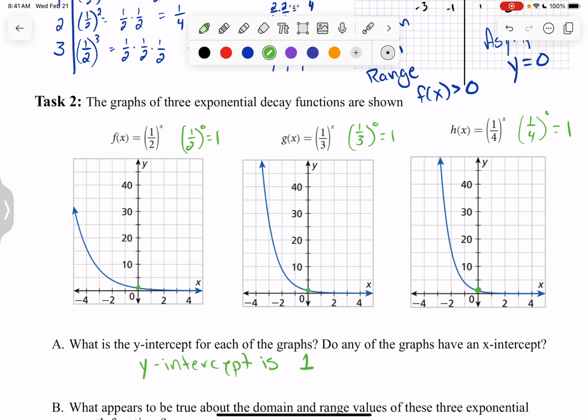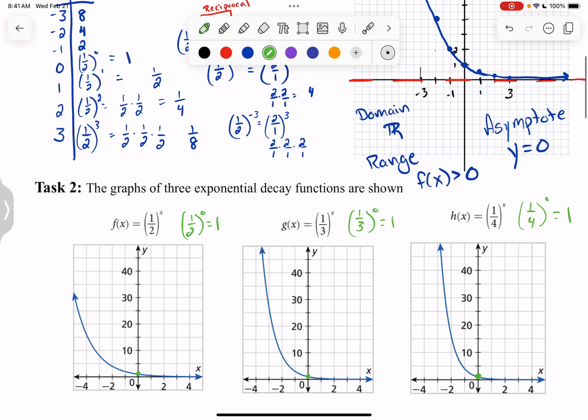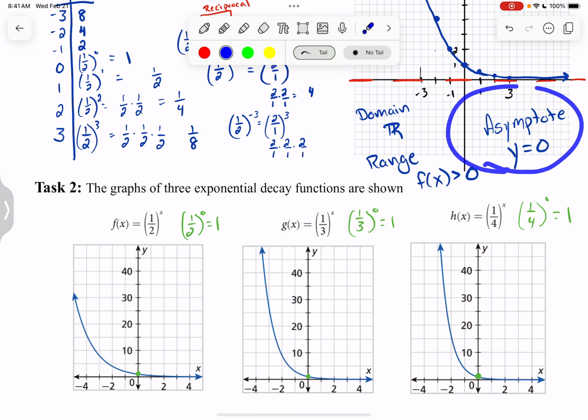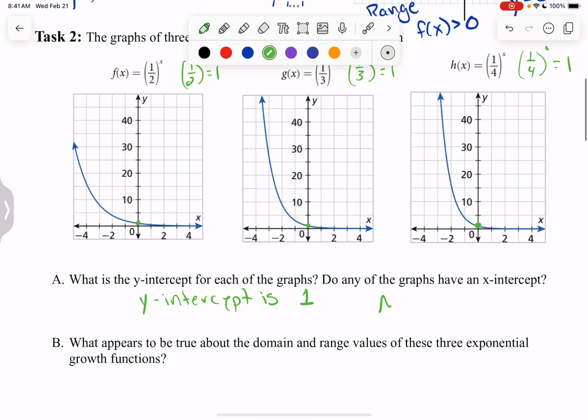Do any of the graphs have an x-intercept? Well, we just talked about it up here. Since it has that asymptote at y equals 0, that tells me that it has no x-intercept. It's never going to actually cross that x-axis because there's no way that I will ever actually get to a y value of 0.